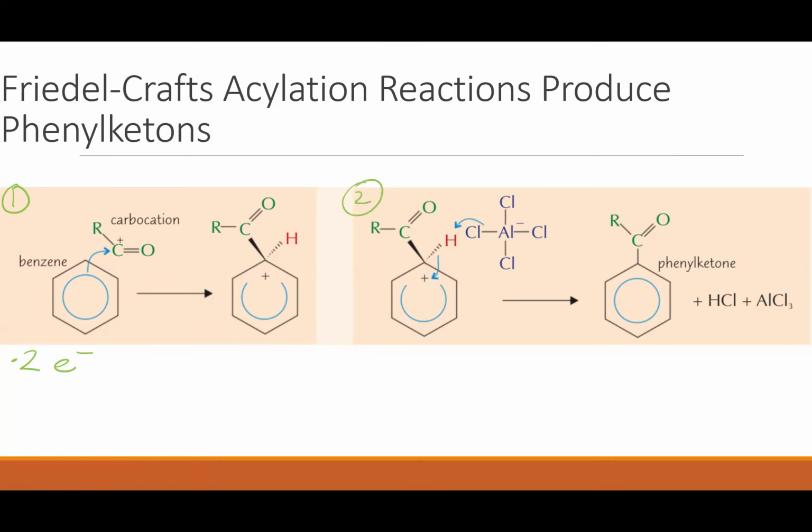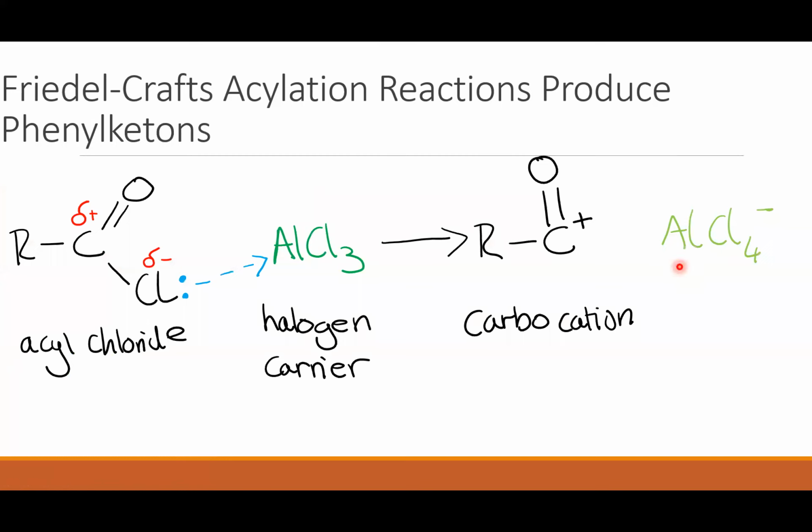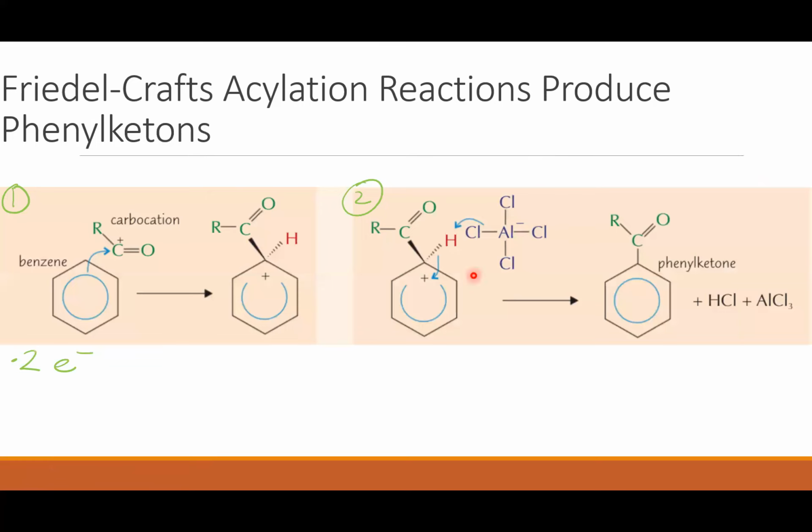Now, second step, our negatively charged AlCl4 minus ion, the ion that we created when we added the halogen carrier and made our electrophile stronger, comes into use. This negatively charged AlCl4 minus ion is going to be attracted to the positively charged ring, our positively charged delocalized ring.